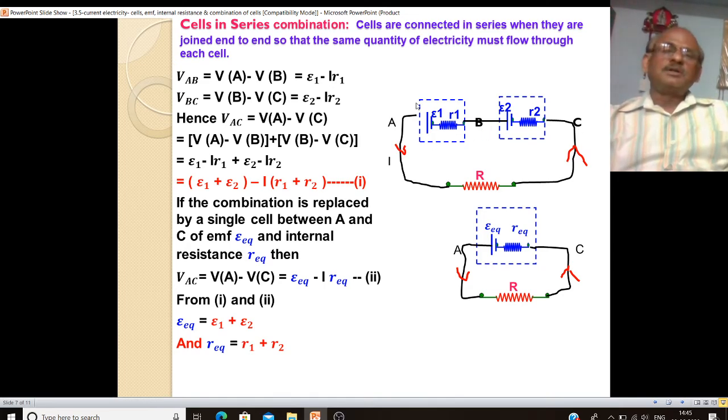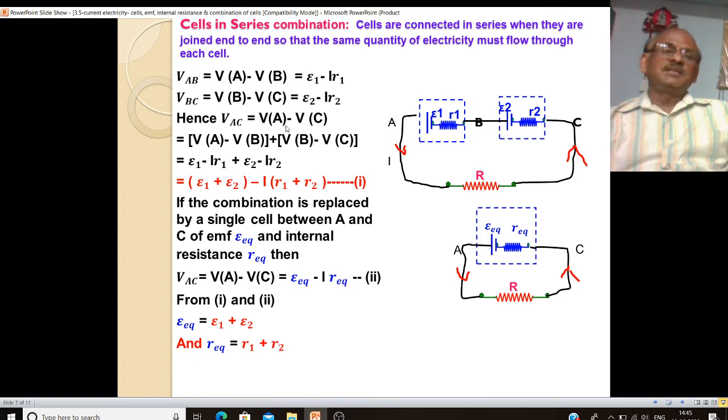So for the first cell, the terminal potential difference between points AB is VAB, that is VA minus VB, and this is equal to E1 minus IR1. Again here it is the circuit equation. Similarly, VBC will be VB minus VC, and that is equal to E2 minus IR2. Our purpose is to find the potential difference between AC.